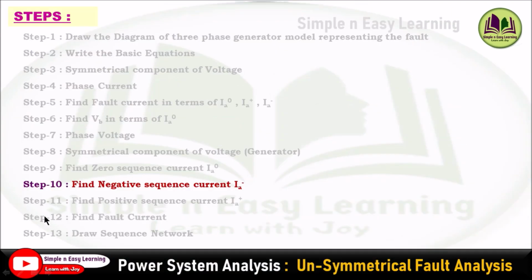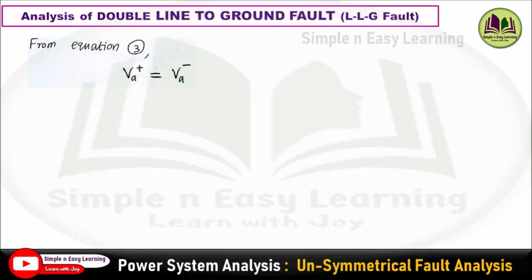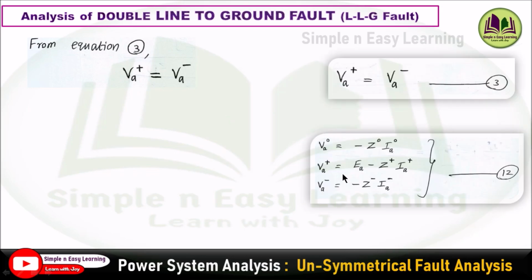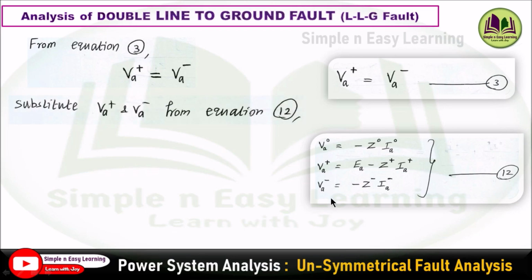Now step 10, find negative sequence current IA minus. In the previous step we determined the zero sequence current IA0. Now we are going to determine the negative sequence current IA minus. For that we are considering equation 3, that is VA plus equal to VA minus, and in equation 12 we got the VA plus and VA minus equations. So we are going to equate these two. EA minus Z plus IA plus equal to minus Z minus into IA minus.